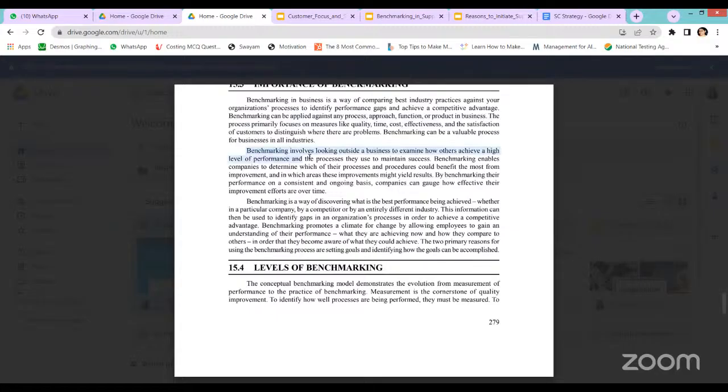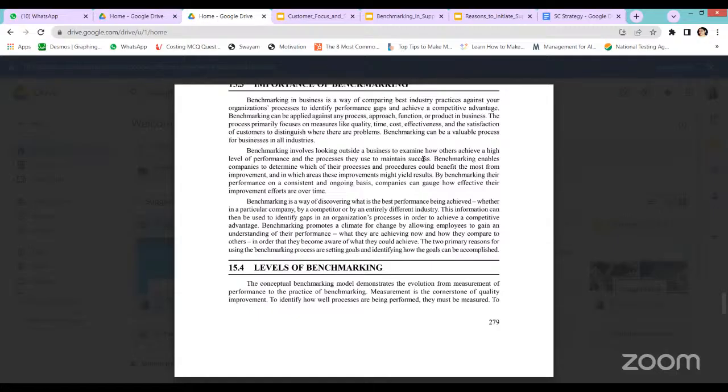So it involves looking outside a business to examine how others are achieving high-level performance and the processes they use to maintain success. See, if you are preparing for this exam now, you will see, yes, I will be able to score these marks. But when your friend scores more than that, what will you do? You'll ask your friend, what are you doing? How are you preparing, right?